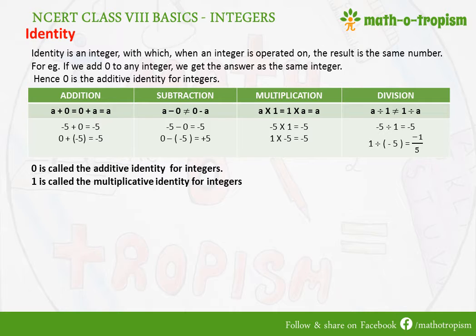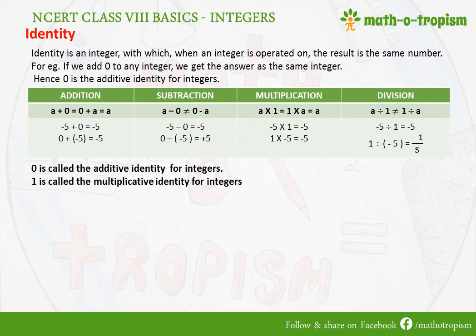Similarly, for division also, only in one way, where a divided by 1 is a, that holds good, but 1 divided by a does not hold good. So as a result, 0 is the additive identity for integers and 1 is called the multiplicative identity for integers. So remember, an identity is an integer which, when any operation is done, gives the same number as the question.